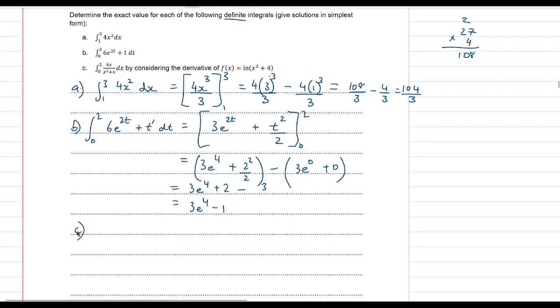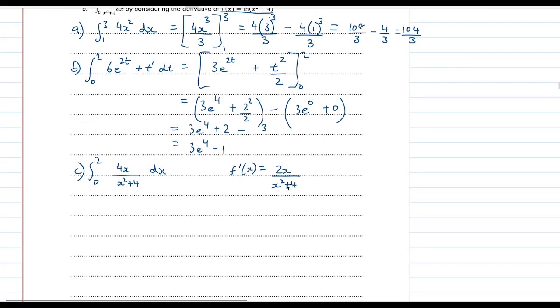The last one we have is integrate between 0 and 2 for 4x over x squared plus 4 by considering the derivative of this. So let's find f dash x first. So remember when it's ln of a bracket, then it differentiates to the derivative of the bracket, which is 2x, over the bracket itself.